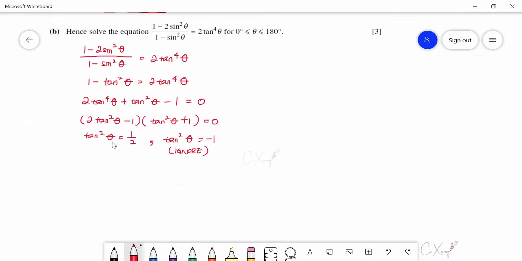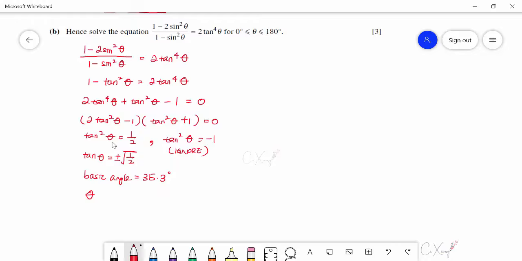So we take the square root. I will have tangent theta. When we take the square root ourselves, we have to include the plus and minus sign of the square root of half. From here, I try to get the basic angle from the calculator first. So the basic angle gives me a value which is 35.3.